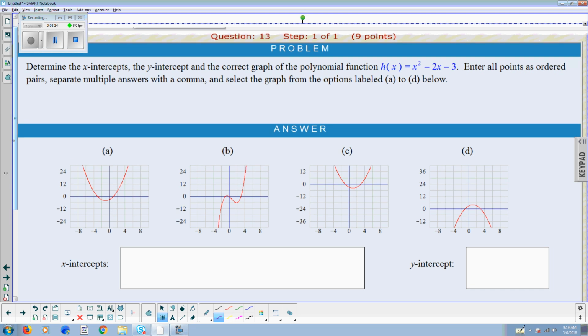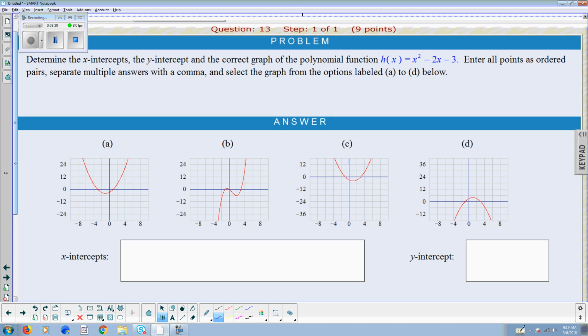Determine the x-intercepts, the y-intercept, and the correct graph of the polynomial function. Enter all points as ordered pairs, separate multiple answers with a comma, and select the graph from the options labeled A to D below. All right, so we've got a quadratic function. First of all, let's talk the easy one. This is given to us in what we call standard form. Ax squared plus bx plus c.